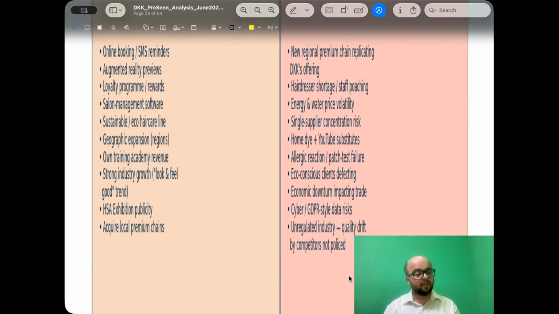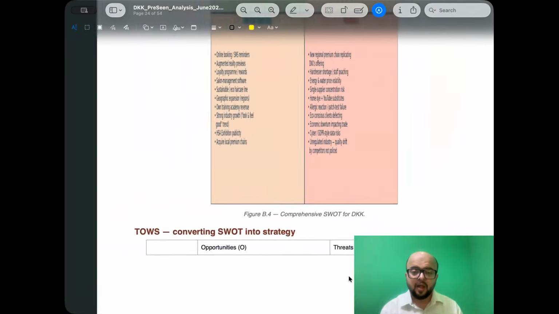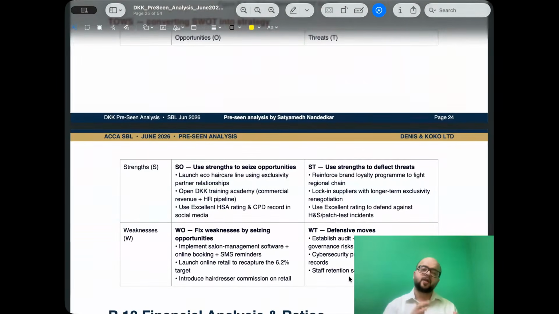That could be a serious problem. Economic downturn might impact trade, no matter how premium you are. Hair styling is still a discretionary spend. Then a data related risk: cyber, GDPR, unregulated industry, quality drift by competitors not policed. Right now you really don't have a regulator, so a lot can go wrong in this industry, and you won't be able to get any kind of help from the government.